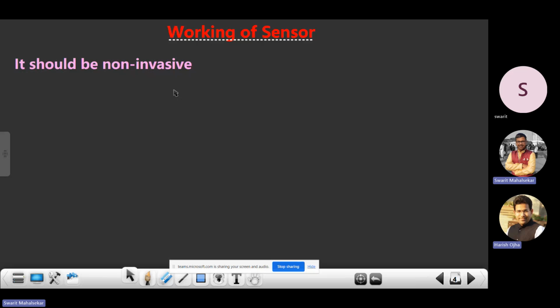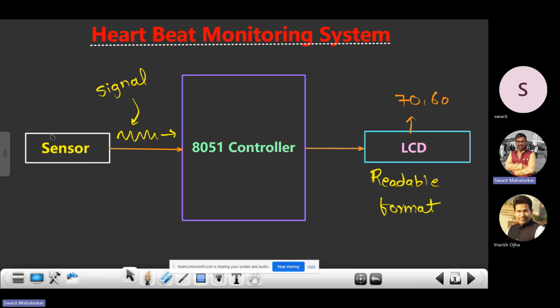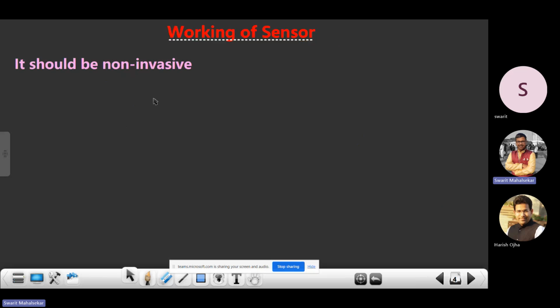I'll just explain this term. Non-invasive means we are not cutting the skin, we are not cutting our body part. This particular sensor would be placed above your skin surface. I hope you all got this concept. So now I'll request someone to give the answer.